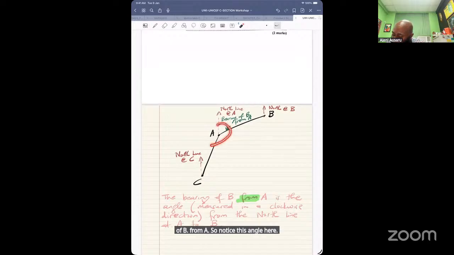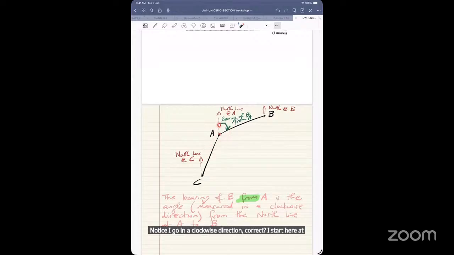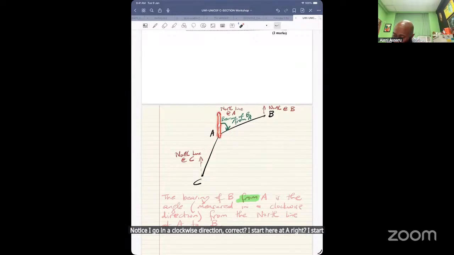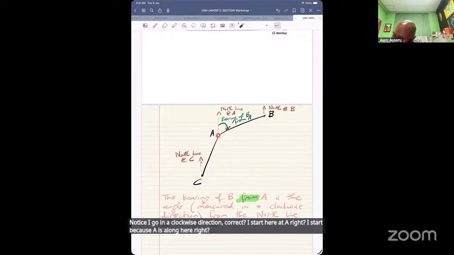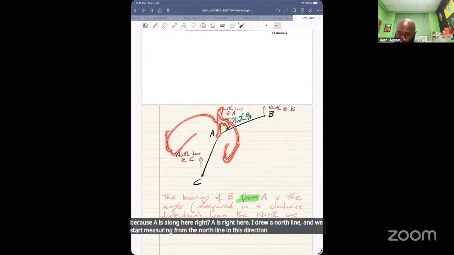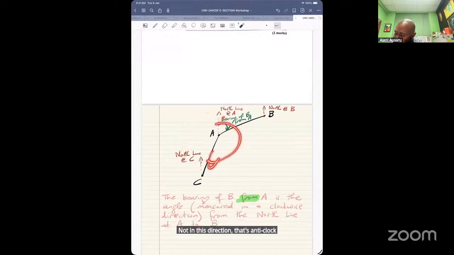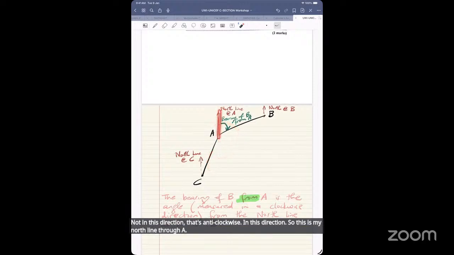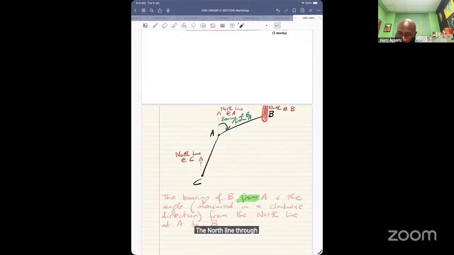So notice this angle here, I go in a clockwise direction, correct? I start here at A, right? A is right here. I drew a north line. I will start measuring from the north line in this direction, not in this direction. That's anti-clockwise. In this direction. So this is my north line through A. This is the north line through B. This is the north line through C.